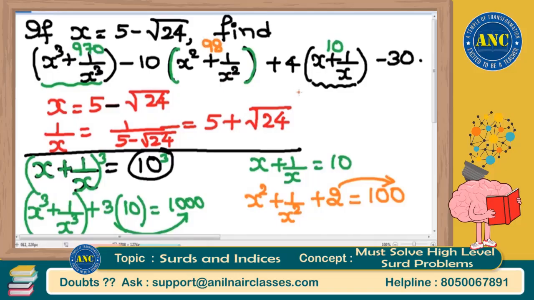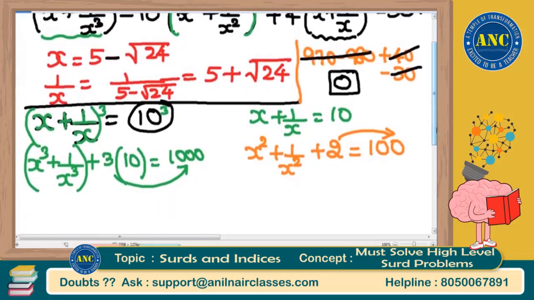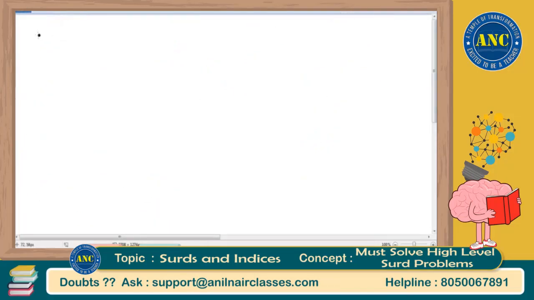What should be your final answer, sir? It is 970 minus 98 into 10 is 980, plus 4 into 10 is 40, minus 30. 970 minus 980 is minus 10. 40 minus 30 is plus 10. Answer is 0. Answer for this question is 0. If you know, please see my next question.